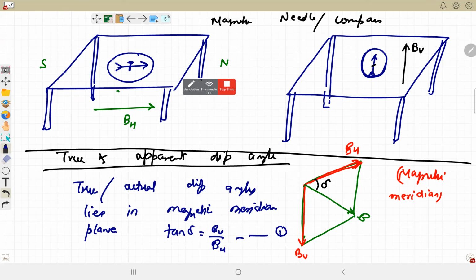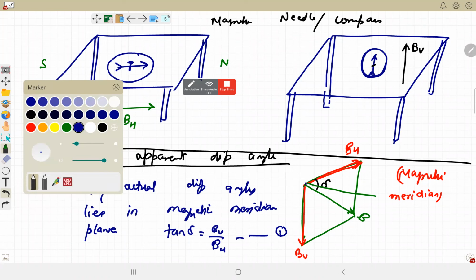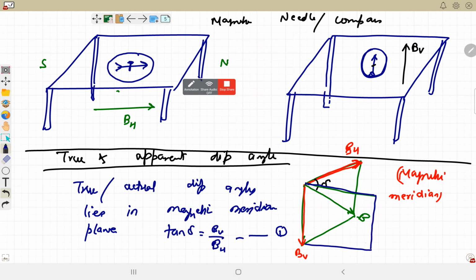Right, so that is the actual dip angle. Now the problem is that at the point where we needed the magnetic meridian, we did not find it, and by mistake we placed the magnetic compass in some other plane. If we have another plane next to this plane, which is inclined at an angle theta, and we keep the magnetic needle in that plane, this is a new plane, plane P, which is not a magnetic meridian. It is inclined at angle theta with the magnetic meridian.